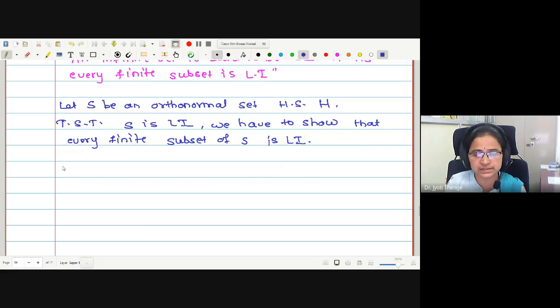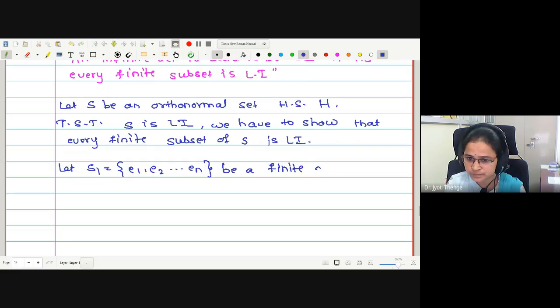Therefore, here I'll consider, let S1 be a finite subset of S, say E1, E2, up to En, a finite subset. Okay, now what to show?